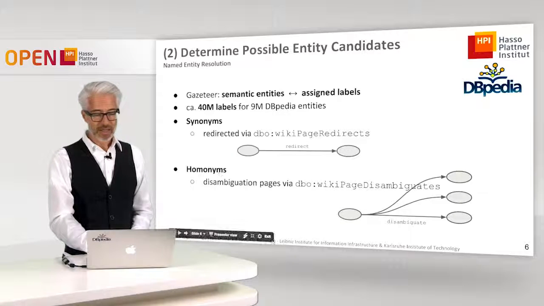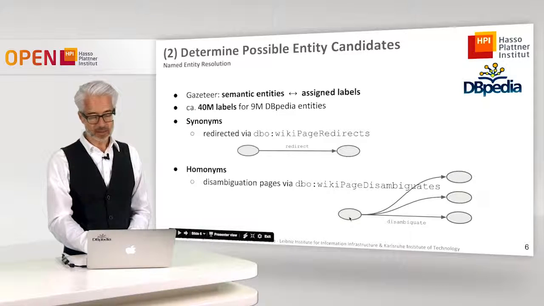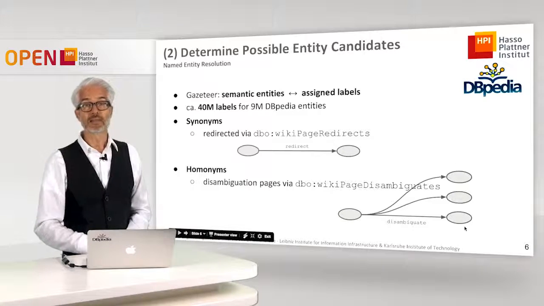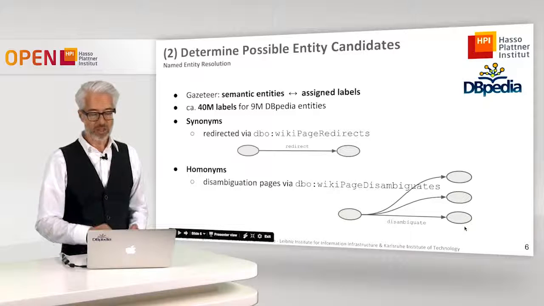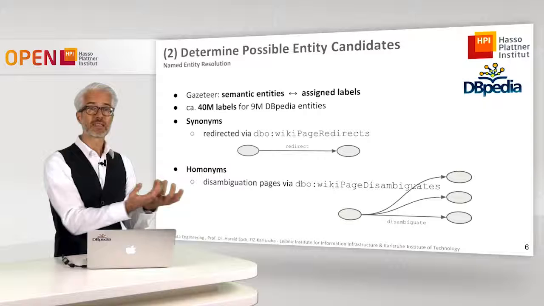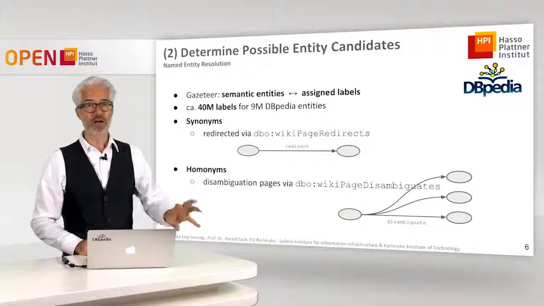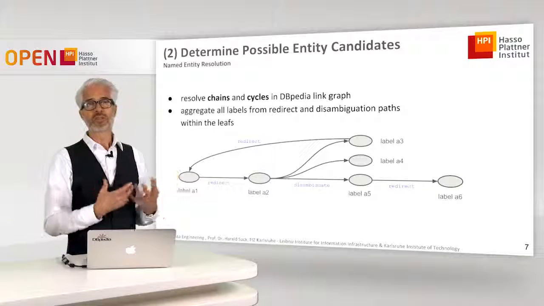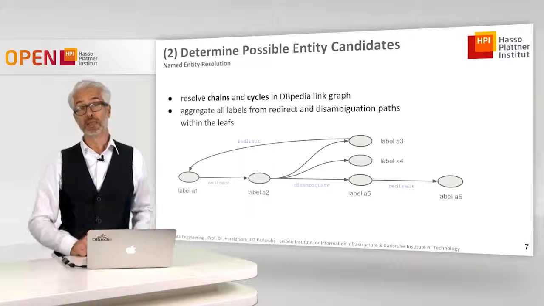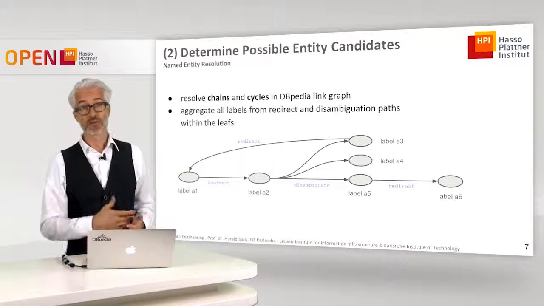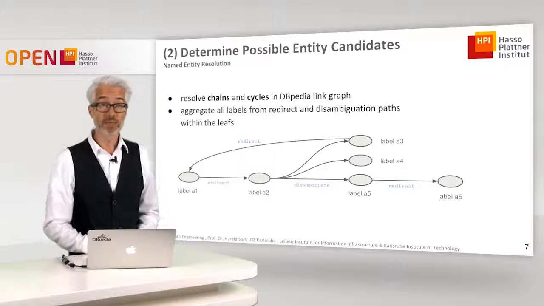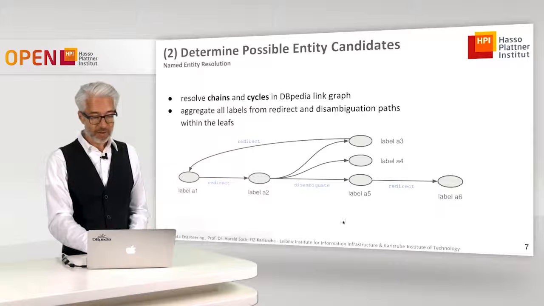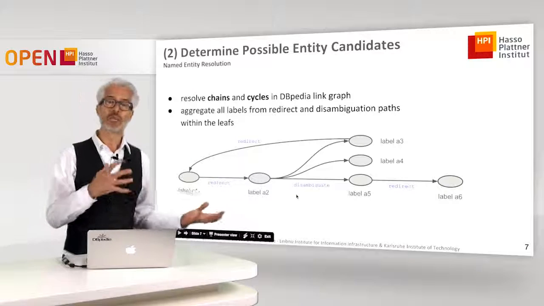So this means the entity which is ambiguous is this one, and from this you have a disambiguation which goes to several entities. So this is something which also has to be considered when you collect all the possible labels which are out there in DBpedia. So if you try to create this kind of gazetteer from DBpedia information, what you have to do is resolve chains and cycles which might be in the DBpedia link graph and which consist of redirect and disambiguation links which might cause a cycle.